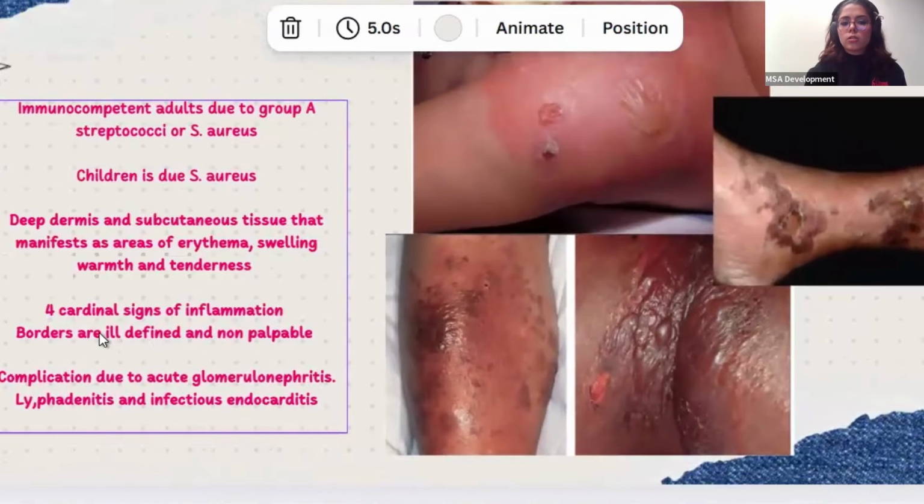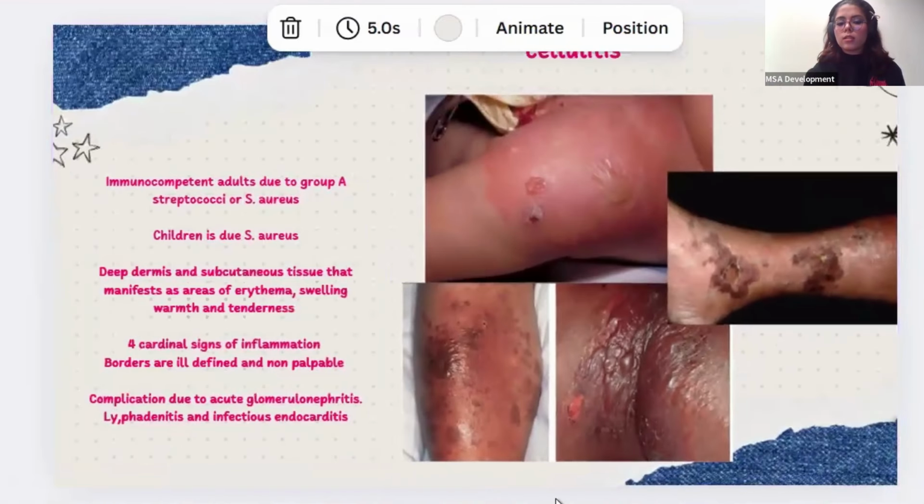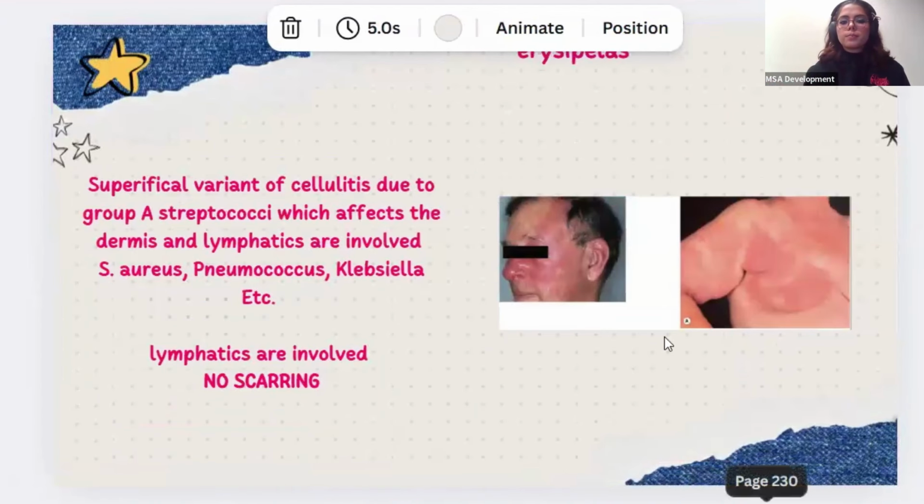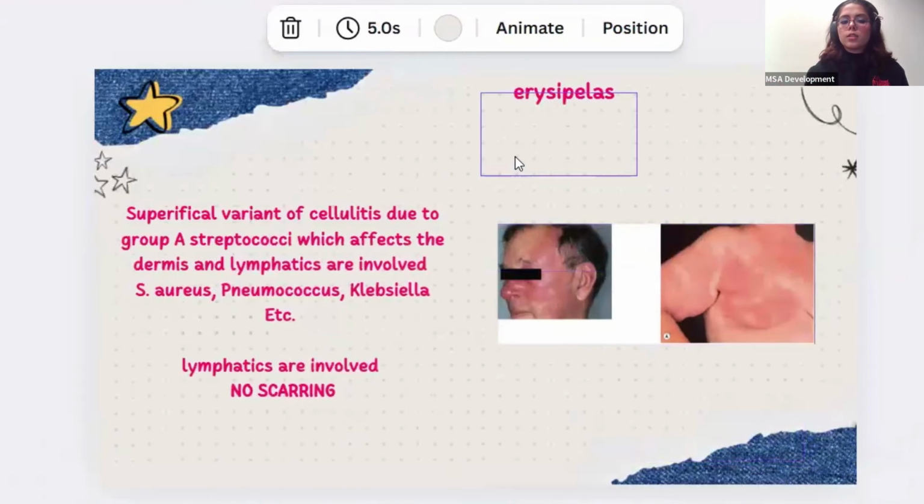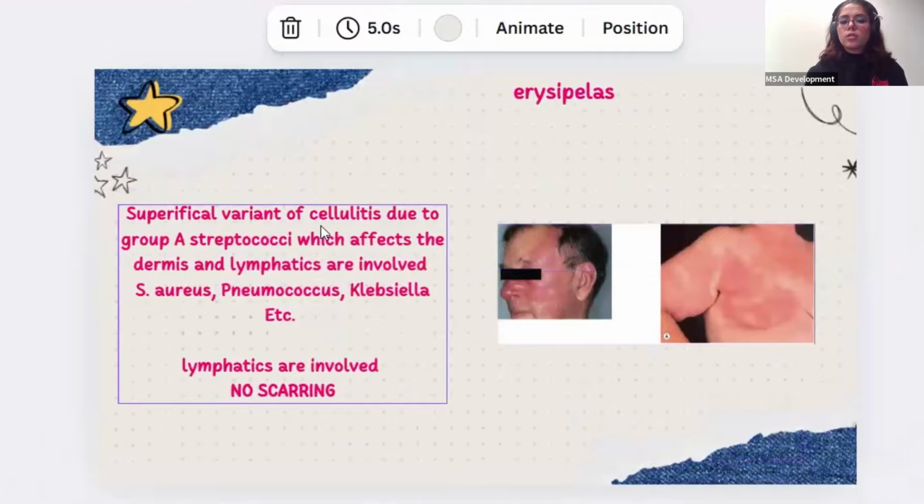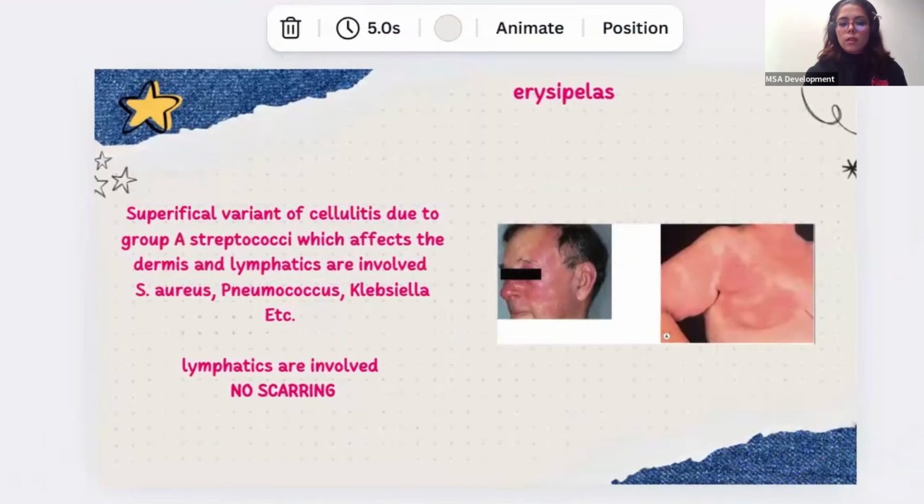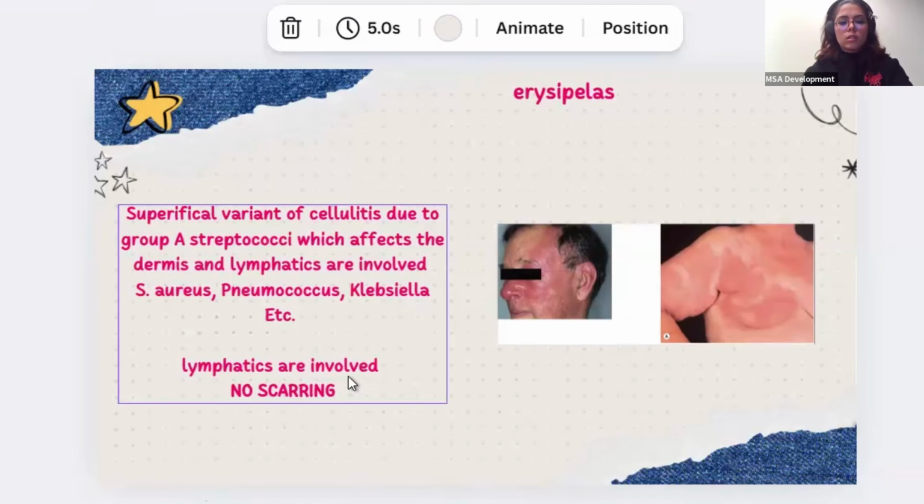Four cardinal signs of inflammation, complication due to acute glomerulonephritis, lymphadenitis, and infectious endocarditis. Erysipelas, superficial variant of cellulitis due to group A streptococci, which affects the dermis and lymphatics are involved. This is a superficial variant of cellulitis, okay? Lymphatics are involved. Oh, I mentioned it twice.